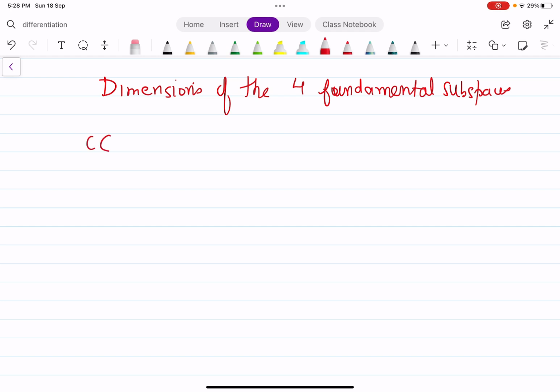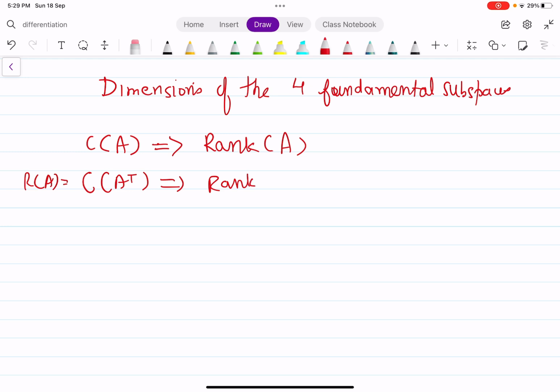The first fundamental subspace is the column space of A, and the dimension of the column space of A is the column rank. But for a matrix we know that the column rank and row rank are the same, so basically we can simply call this the rank of A. Simply, the dimension of the row space of A, which is simply the column space of A transpose, because the rows of A are columns of A transpose, is also the row rank of the matrix, which is simply the rank of A.